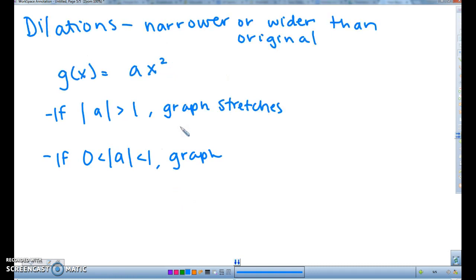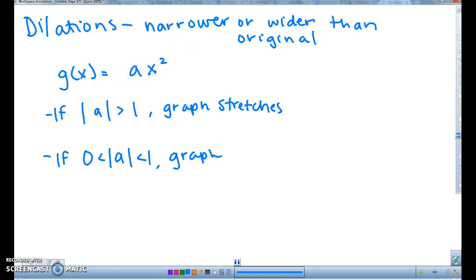So the next kind of transformation we want to talk about is a dilation. Dilations make the graph narrower or wider than the original, and it takes the form g of x equals a times x squared. So maybe you're used to seeing something like 2x squared. That's when it's going to make the graph either narrower or wider.